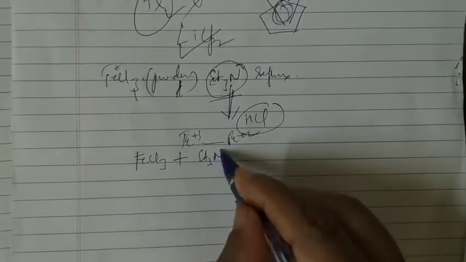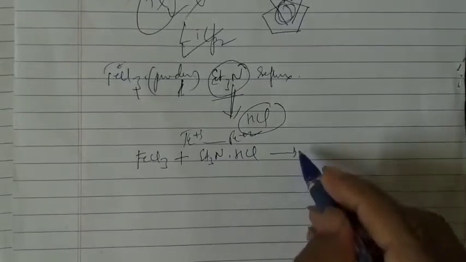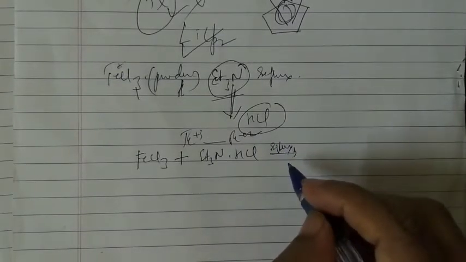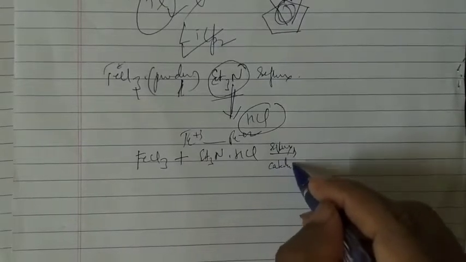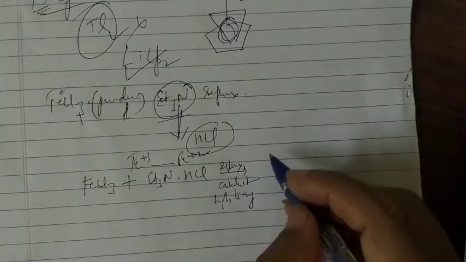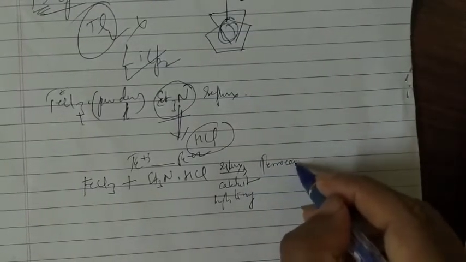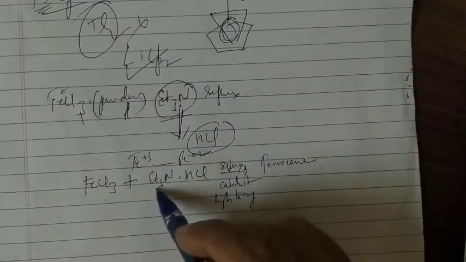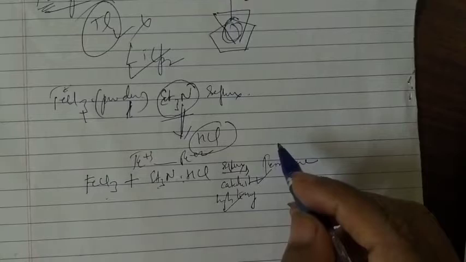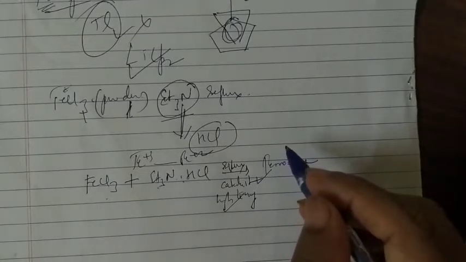So overall, we can write it like this: FeCl3 plus Et3N·HCl, refluxed in the presence of catalyst and at high temperature, and you get your ferrocene.